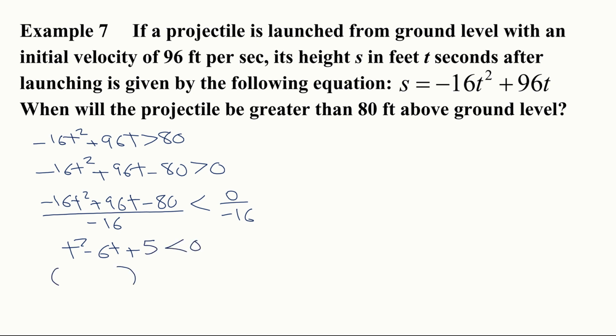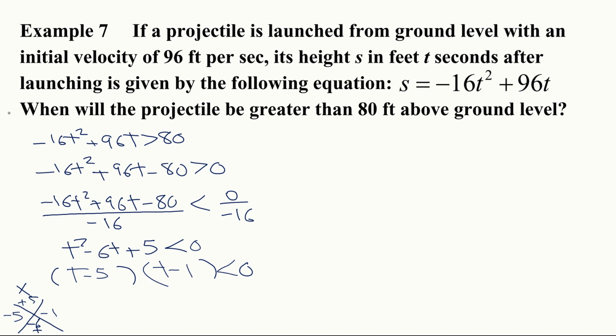So we factor that out, looking for two numbers whose product is positive 5 and whose sum is negative 6. Be very careful, because negative 2 and negative 3 is a tempting possibility, but it's not right, because the product would be positive 6. So negative 5 and negative 1 are going to be the ones to take care of this. So t minus 5 times t minus 1 is less than 0.